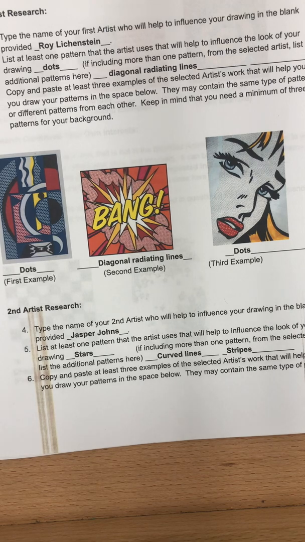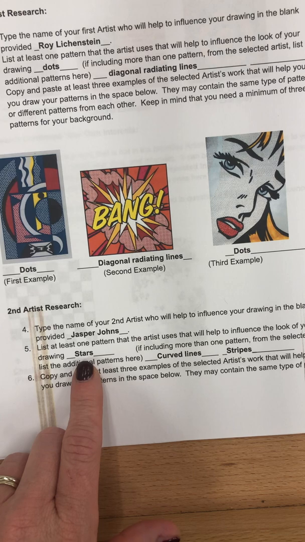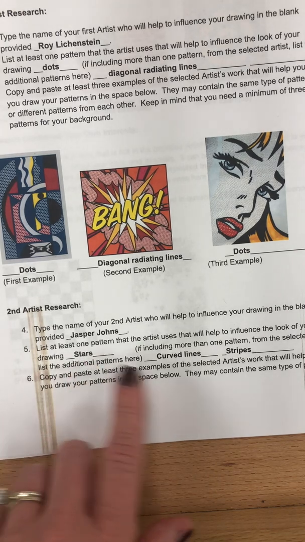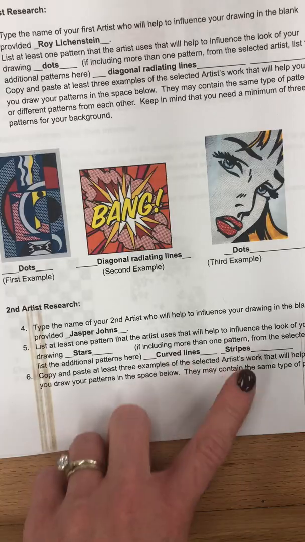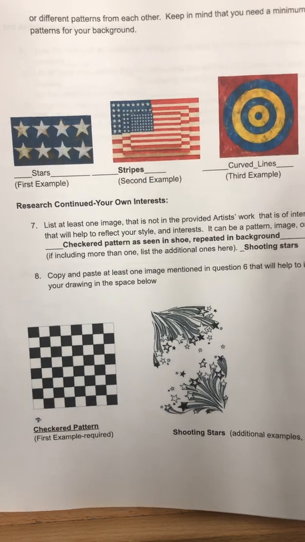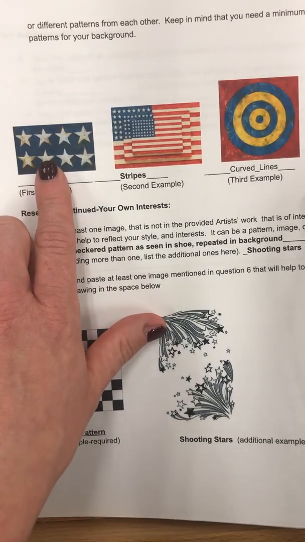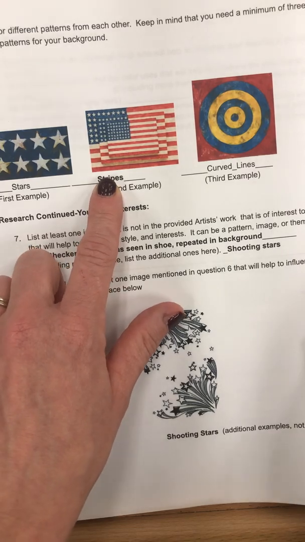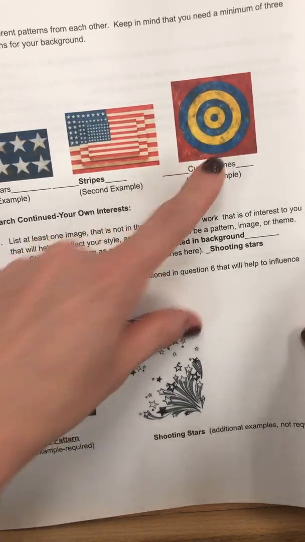And on Mr. Jasper Johns, I've included the one pattern that I need, which is stars, and that's one of the things that he's got repeated in his work. And I also have curved lines, and then I have stripes. So I typed those things in. That's what you guys are going to need to do. And as you can see with Mr. Johns, I've got the stars right here, I've got the stripes right there, and then I have the curved lines.